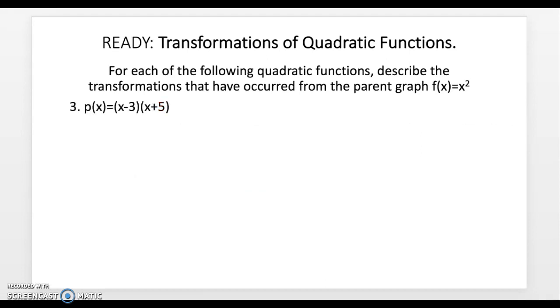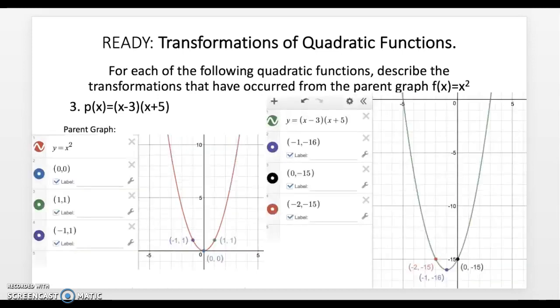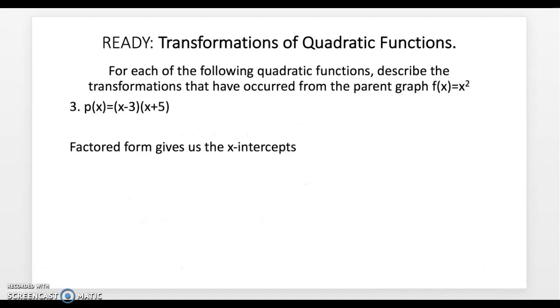Then the last form that they give us is factored form. Again, not obvious what the vertex is going to be, so graphing was my first strategy. I labeled my vertex and my first points to see what the vertical stretch would be. My vertex is -1, -16, which changes left 1, down 16, and my vertical stretch is still 1 over 1. So I know that the transformations are left 1, down 16, and no change in the vertical stretch.